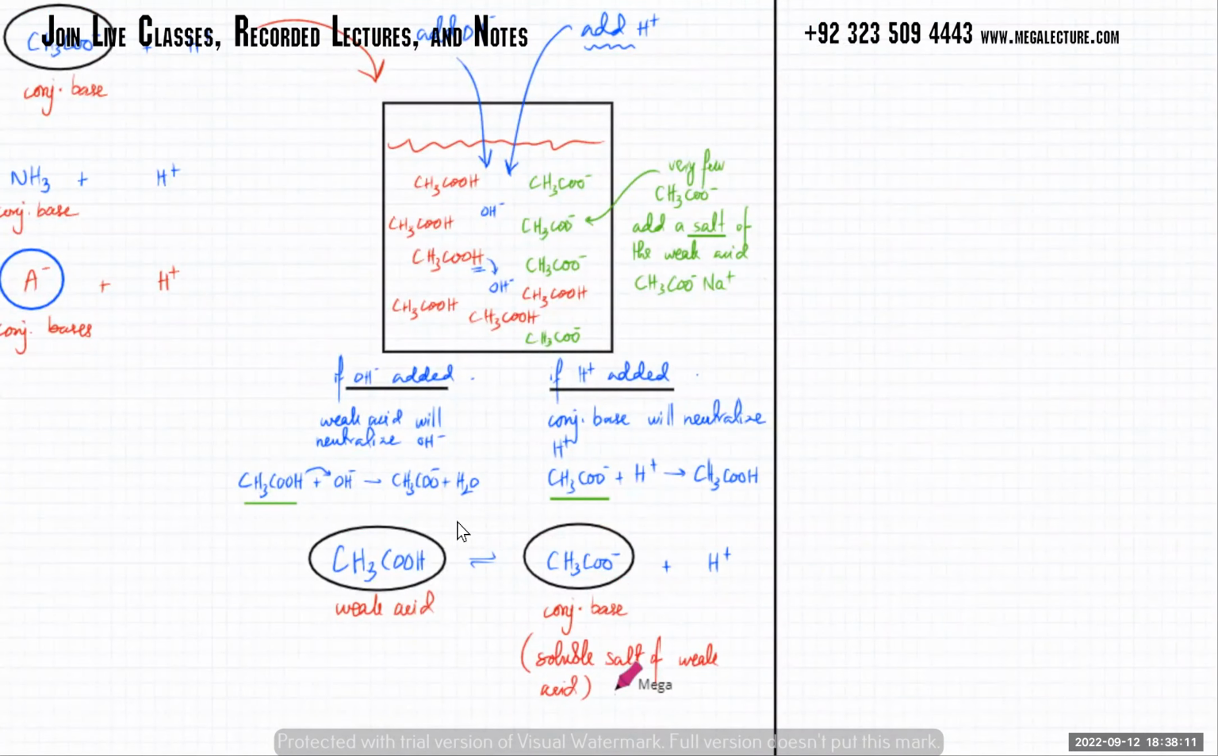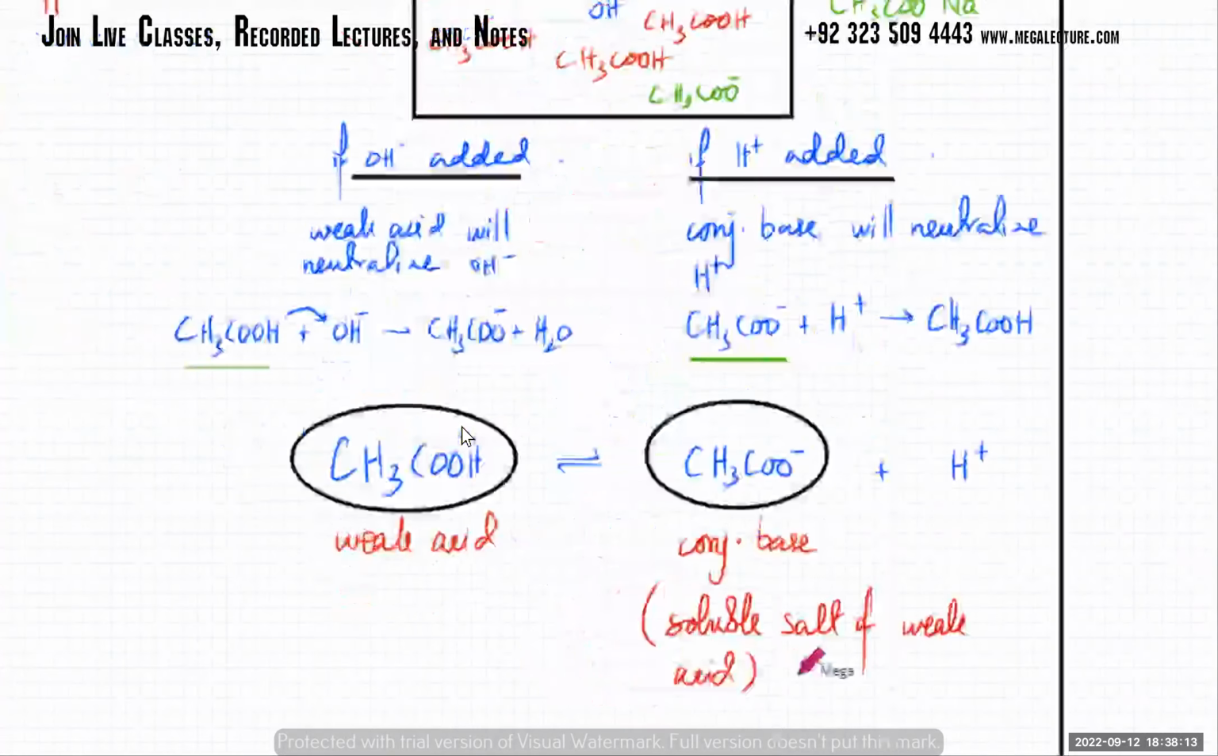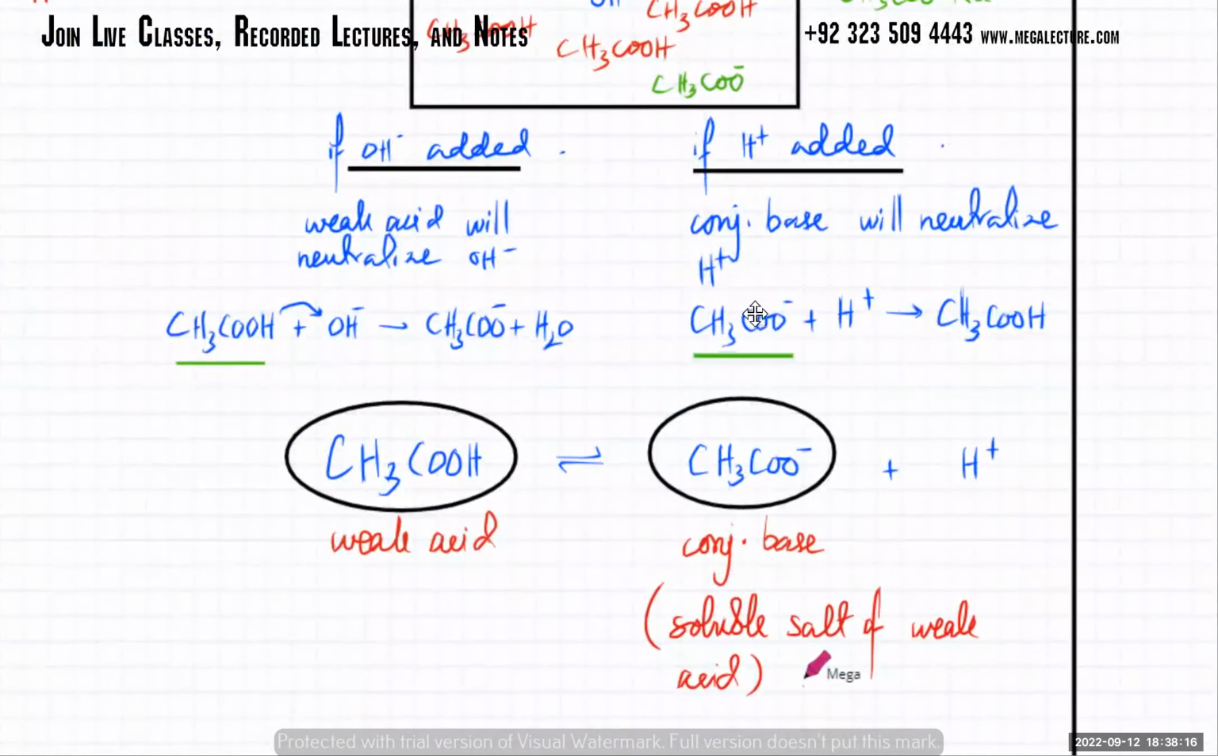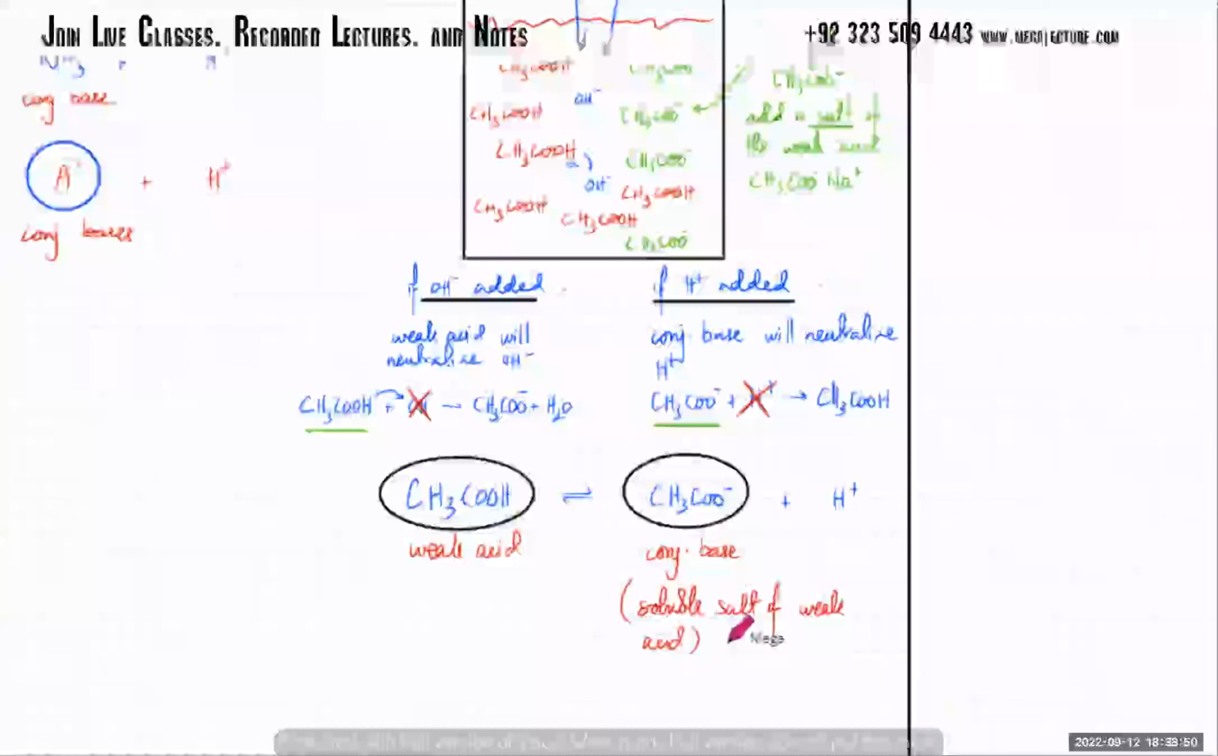Add OH or add H+1, they both get neutralized. If you add H+1, the conjugate base will start grabbing those H+1 and form ethanoic acid. It will neutralize the H+1 ions. Vice versa, if you add OH ions, the weak acid will ionize and release an H+1, and that will neutralize. It will form water, and the OH ions will get neutralized. In both cases, the H+1 added and the OH ions added have been neutralized by this mixture of the two.